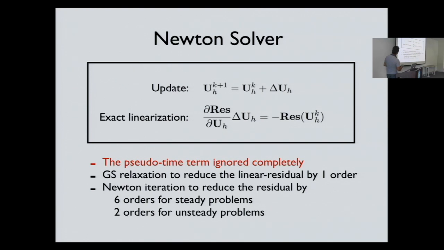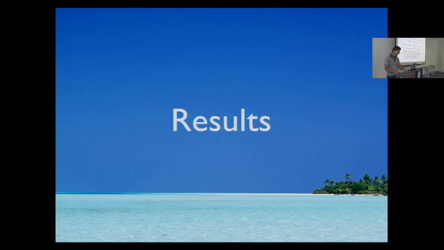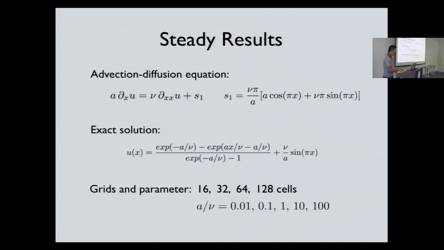To construct this Newton solver, I exactly linearize, which can be done in 1D at least. And I completely ignored the pseudo-time term and used Gauss-Seidel relaxation to reduce the linear residual by 1 order. And typically, I apply this Newton iteration to reduce the residual 6 orders of magnitude for steady problems and 2 orders for unsteady problems. And let me show you some results and state.